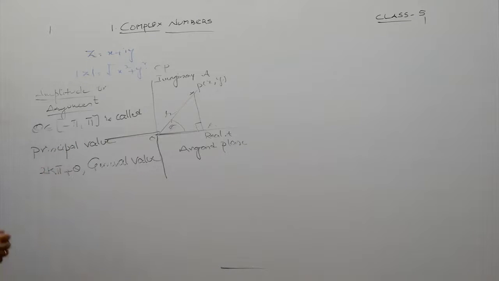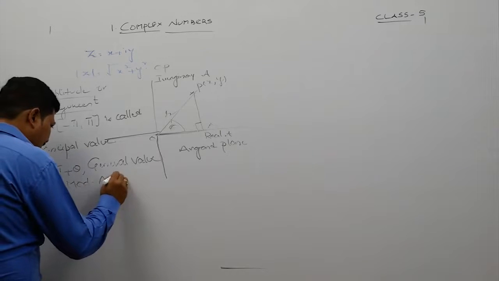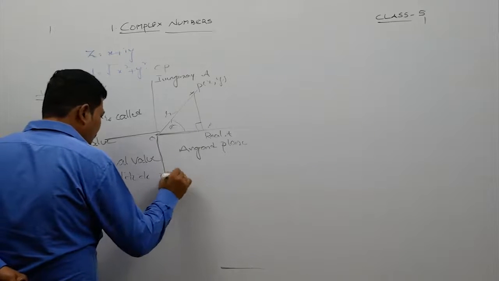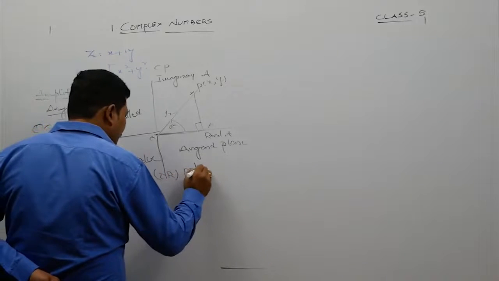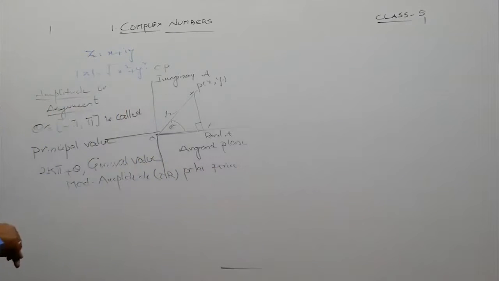Okay, that's enough. So what is the use of this amplitude or argument? That may be in our mind. Here we introduce one important form, the mod-amplitude form or polar form. So what is the meaning of the mod-amplitude form or polar form, and how to convert the given complex number into that polar form or equivalently the mod-amplitude form?